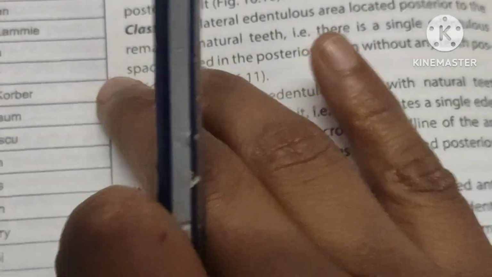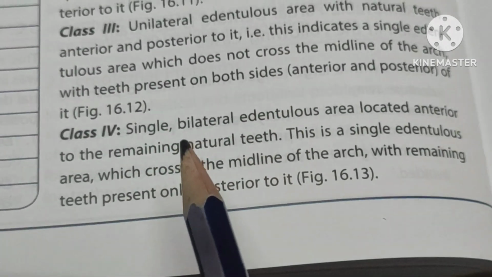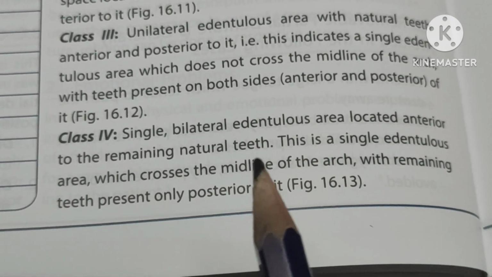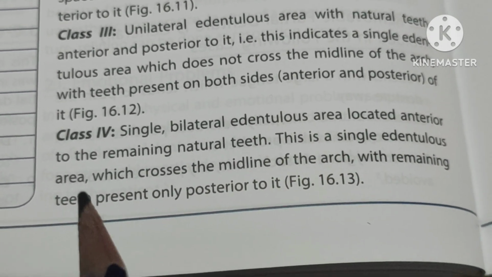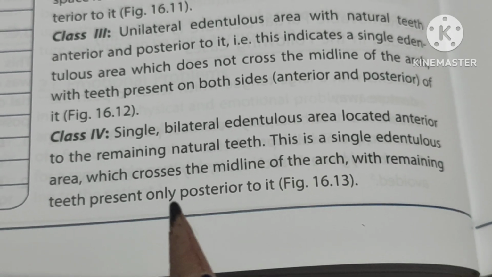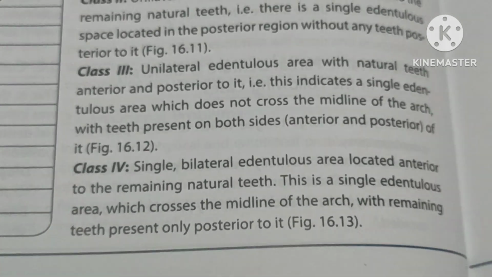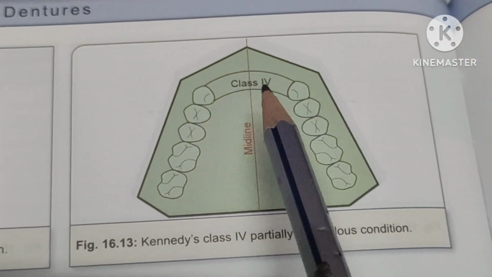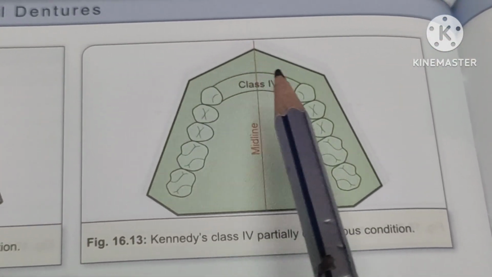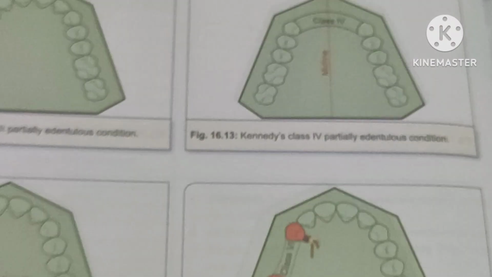So now next is class 4. Here, a single bilateral edentulous area is located anterior to the remaining natural teeth. This is a single edentulous area which crosses the midline of the arch, with the remaining teeth present only posterior to it. So as it shows, this is single but bilateral edentulous area which is crossing the midline. So it is class 4.